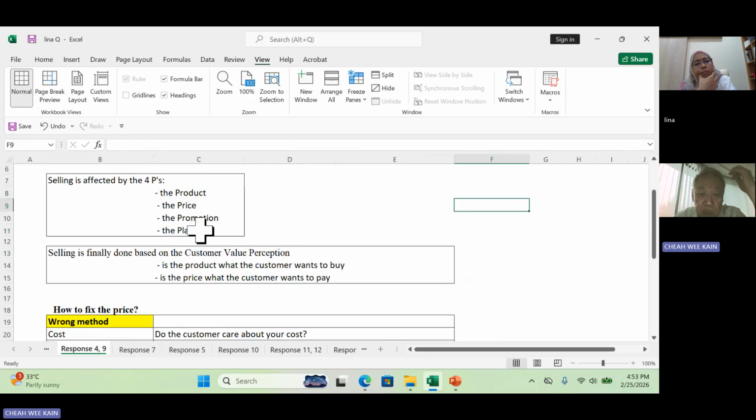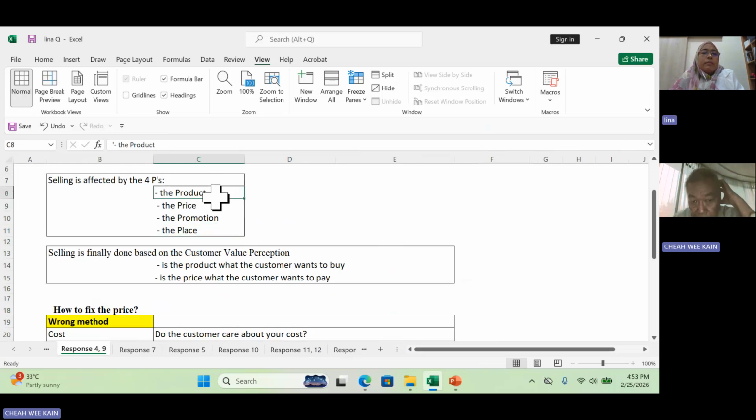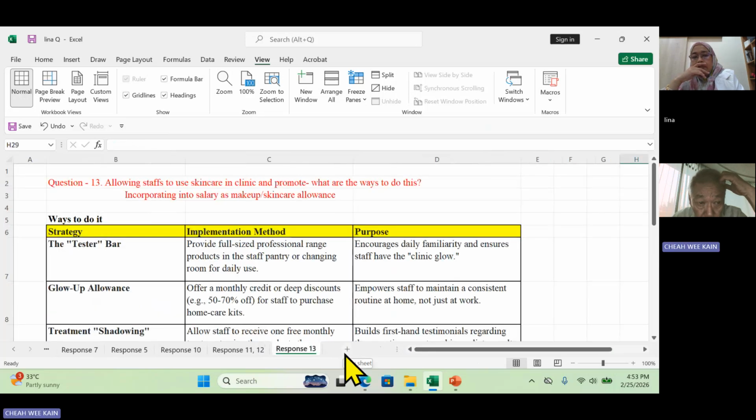The place means where you want to sell it. Shopee means you're using the Shopee platform, or you can sell it in the warung, or in your own shop, or in a pop-up store. That's the last, the place. Because if the product and price are correct, people look for you, and actually you don't have to worry too much about the place. Okay. What's the next one?